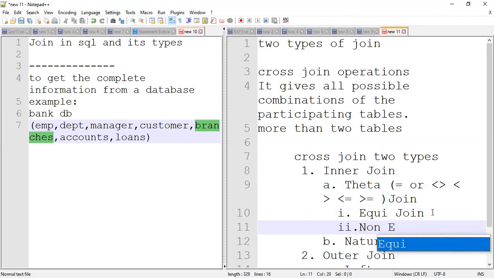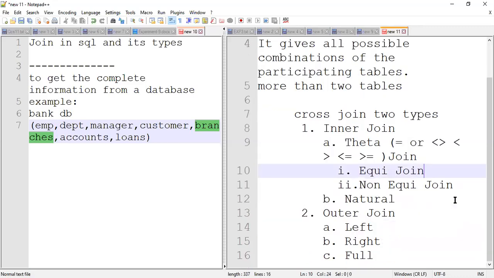Non-eq join means if you are using any operator other than the equal operator. So there are 2 joins under theta. Now we'll come to the next one. See here how we are getting theta join. Definitely the theta join will not give all possible combinations. The theta join will give the possible combinations which are desired.